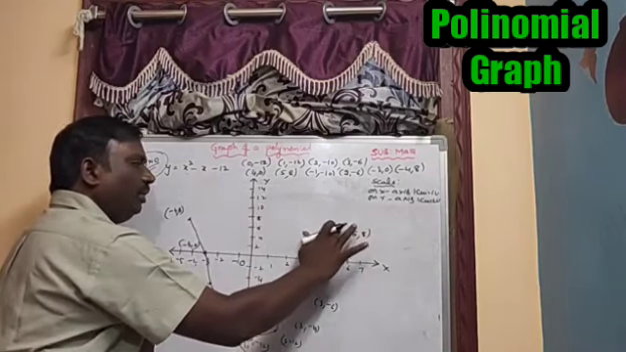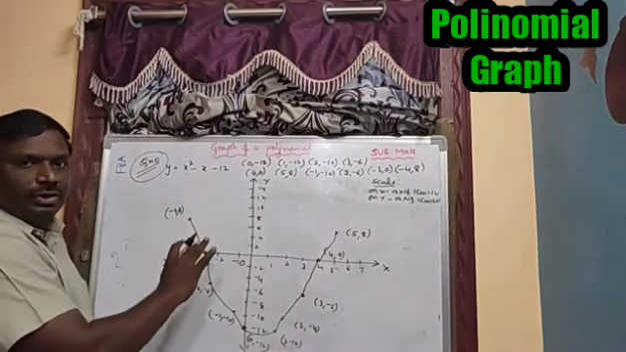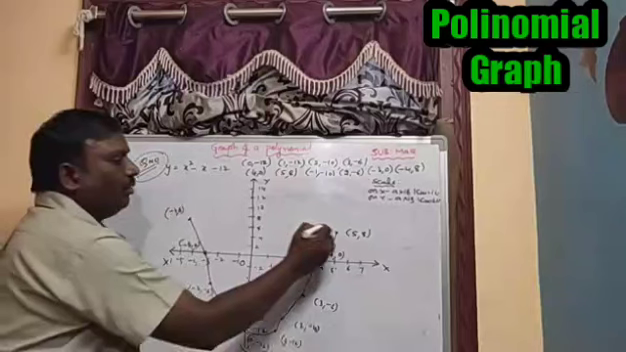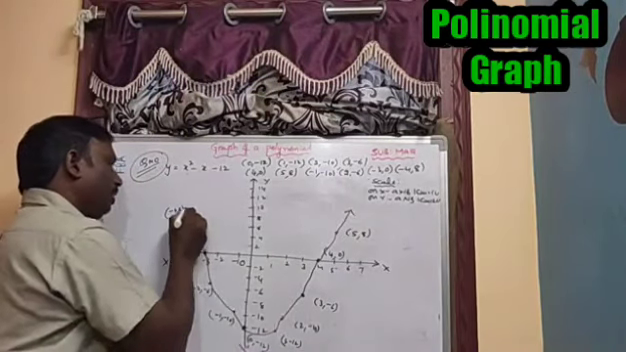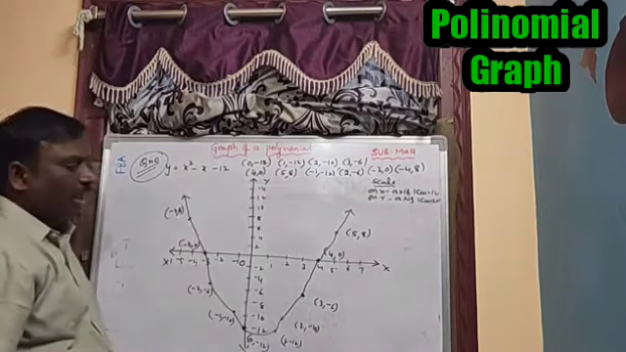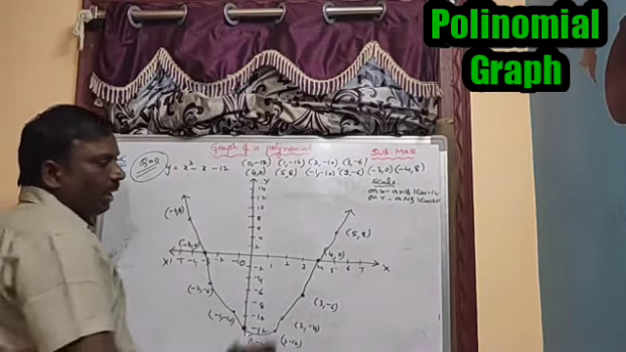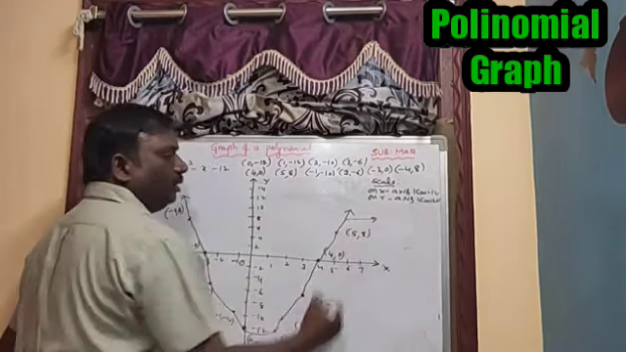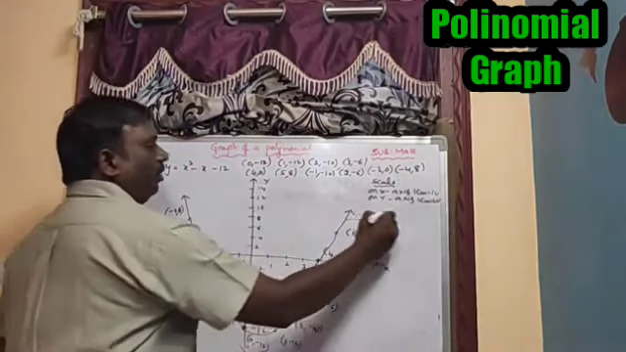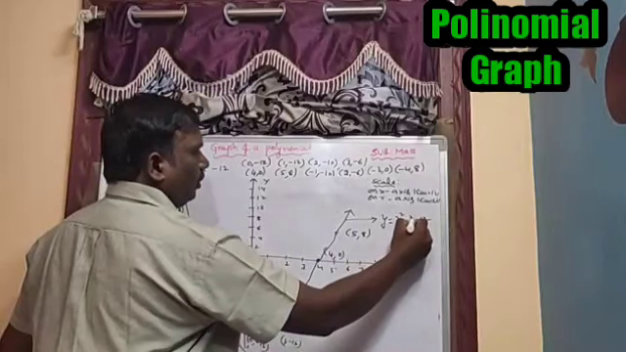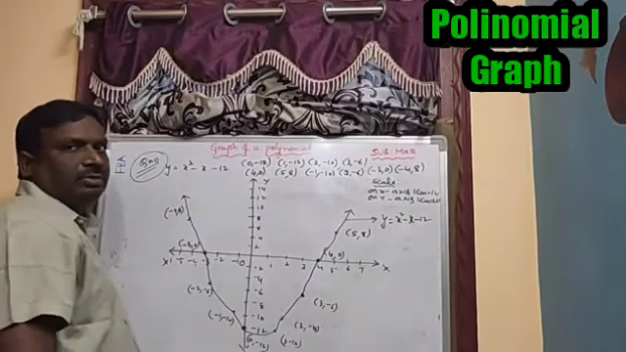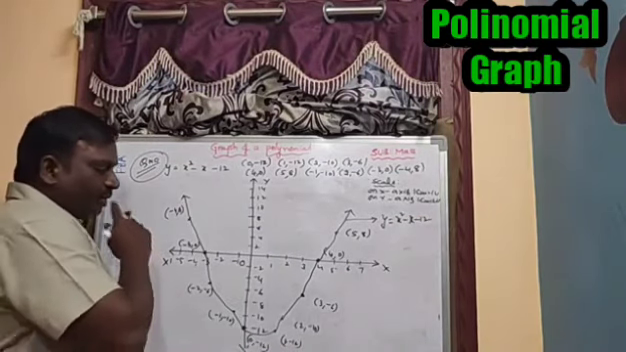Some of the children draw the graph only till here, but this is not correct. You have to extend the line like this and give the arrow mark, and extend the line on the other side like this, and give the arrow mark. Okay, and mark the name of the polynomial: y equal to x square minus 6x minus 12.